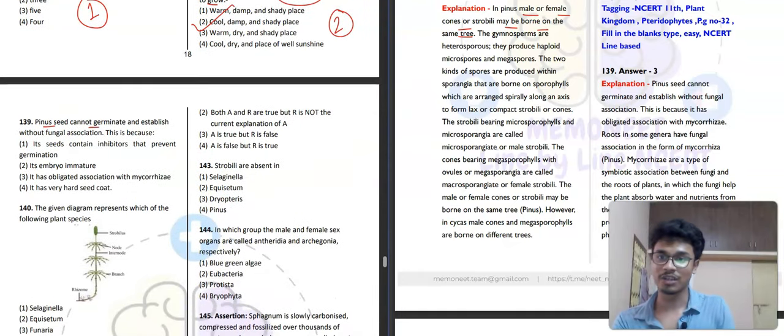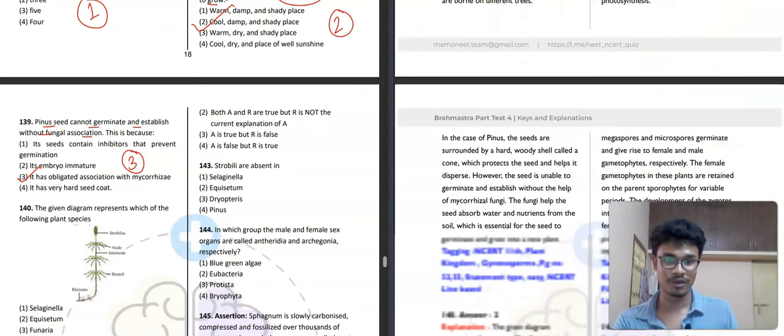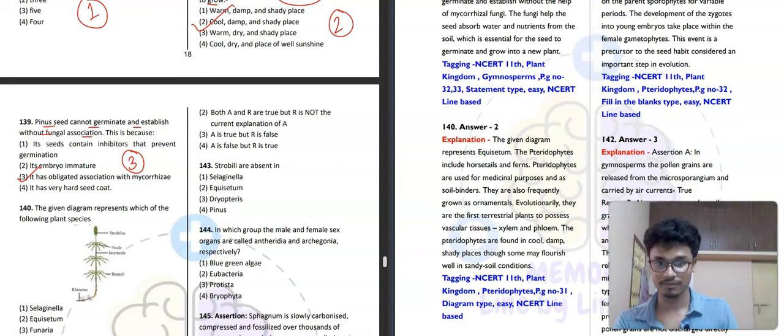Pinus seed cannot germinate and establish without fungal association. Is this because its seeds contain an inhibitor that prevents germination, its embryo is immature, it has an obligate association with mycorrhiza, or it has a very hard seed coat? So why can't Pinus seed germinate and establish without fungal association? Because they have an obligate relationship with mycorrhiza. So without mycorrhiza they can't survive. That's why the third option will be our correct answer for this question. Moving towards the question 140.